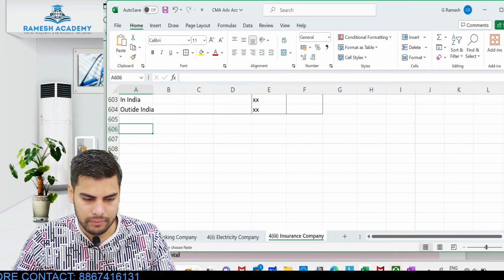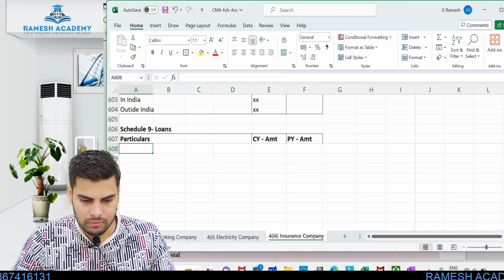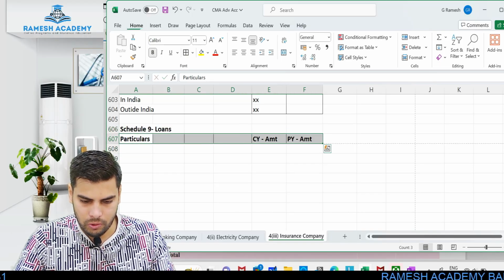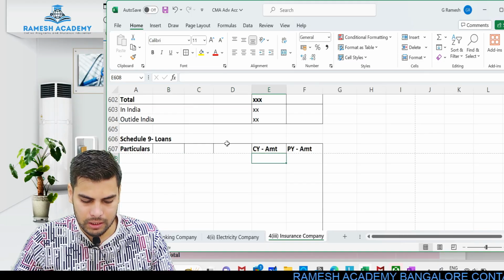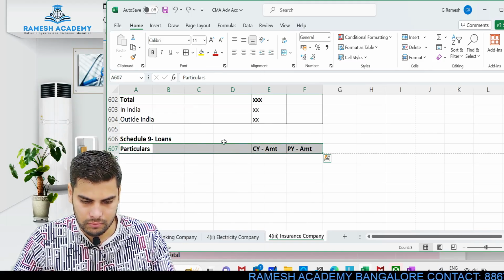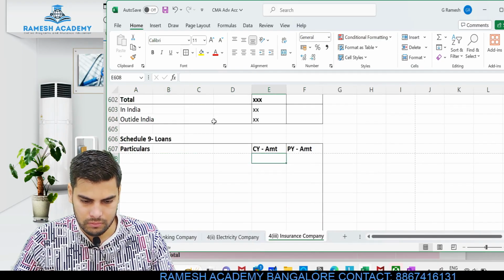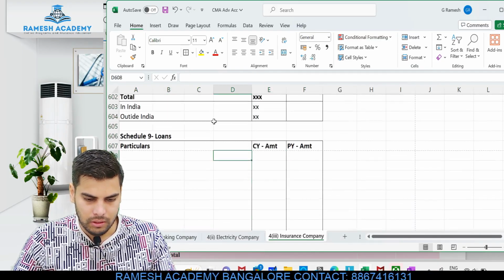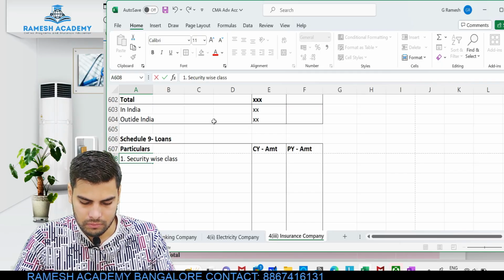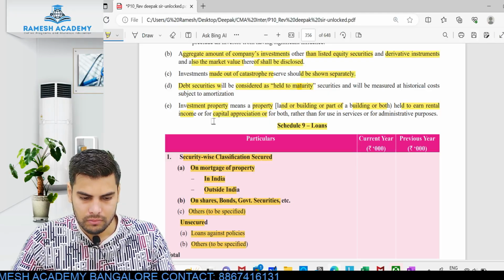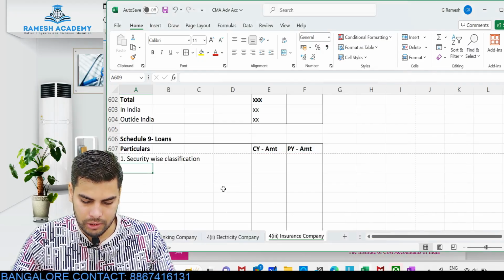Okay, this is schedule 9, pertaining to loans. Now look at this particular classification, what we'll be making. The first basis would be security wise classification. When it comes to security wise classification, look at this, secured and unsecured. So you'll just be showing the secured.